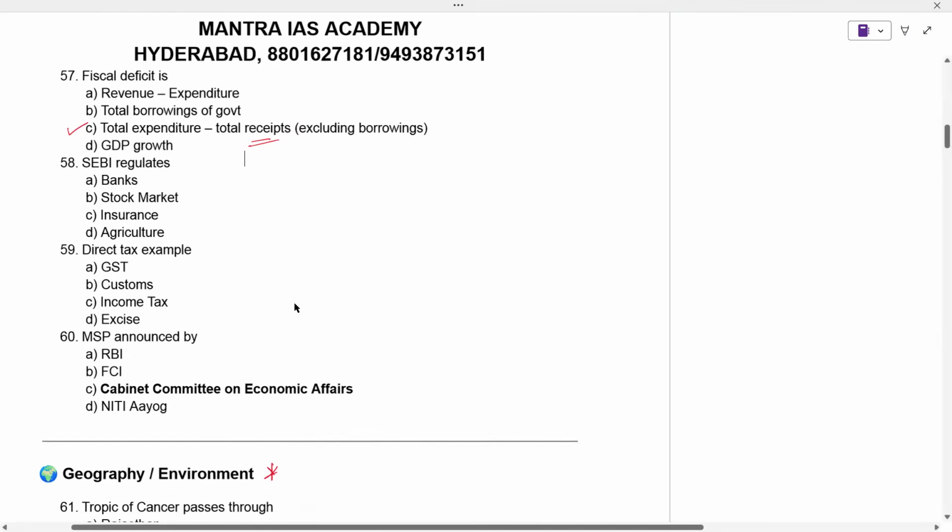SEBI, Securities Exchange Board of India. That is what SEBI stands for. So in this case, beta, it regulates: is it banks, stock market, insurance, or agriculture? SEBI regulates the stock market.